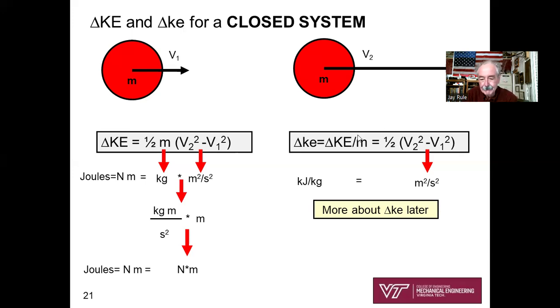All right, so what's delta little ke for a closed system? It is simply delta capital Ke divided by the mass of the system. Okay, and so let's go through this units drill here. Delta Ke over M, well, that's going to be kilojoules divided by mass, kilograms. Right-hand side, meter squared per second squared. This is a little complex, so I've got a little note here. It says more about delta little ke later. So we're gonna get to that, but a kilojoule per kilogram is not equivalent to a meter squared per second squared. That's important to learn.